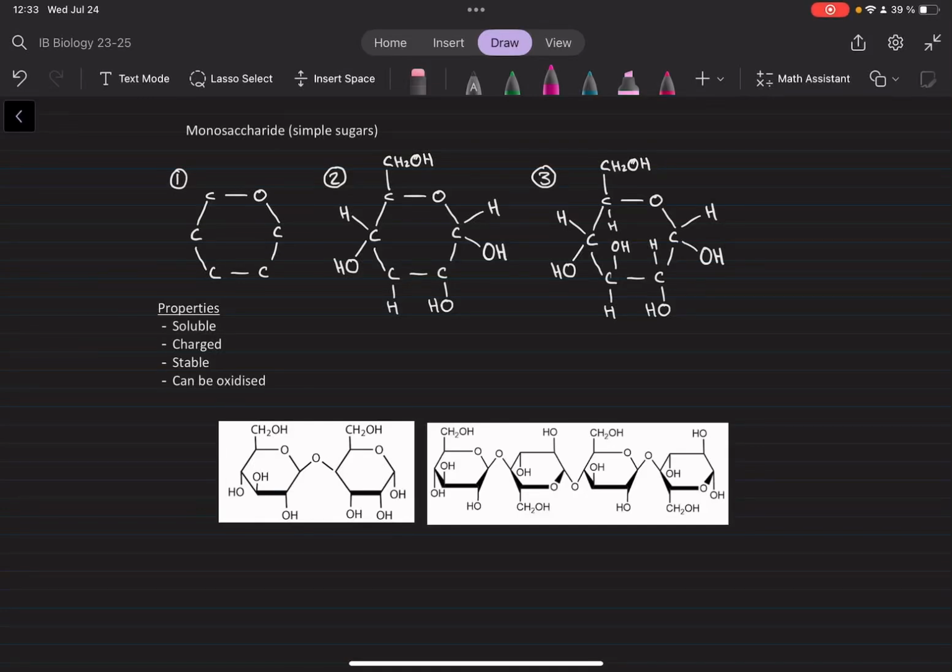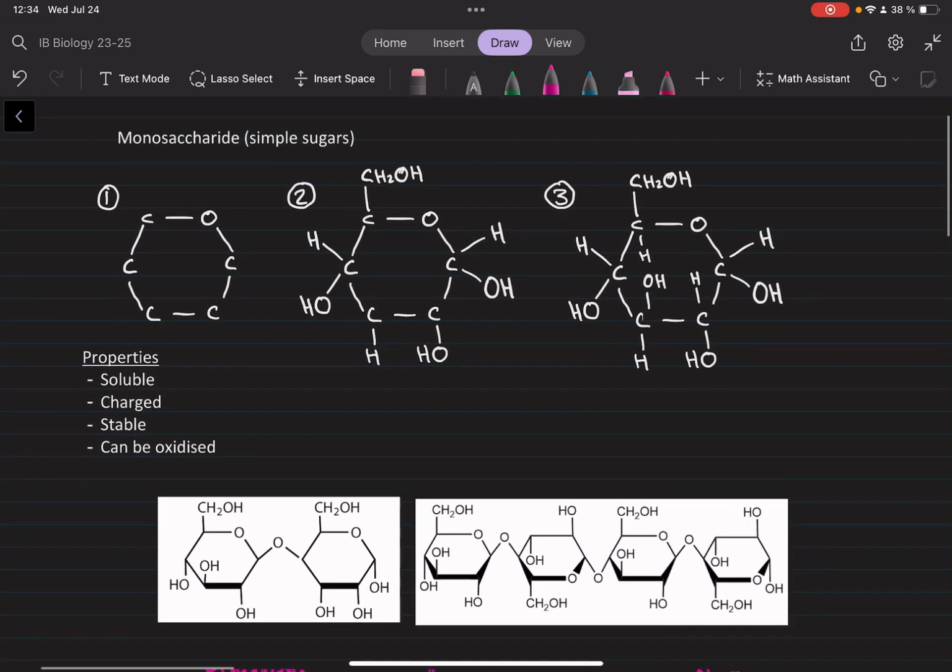Hey guys, so today we're going to be learning about carbohydrates, which is a subunit that we have to learn about in the IB biology curriculum. What are carbohydrates? Essentially, carbohydrates are just sugars. They can be simple sugars like monosaccharides, or they can be a chain of sugars like polysaccharides. They're just sugars essentially.